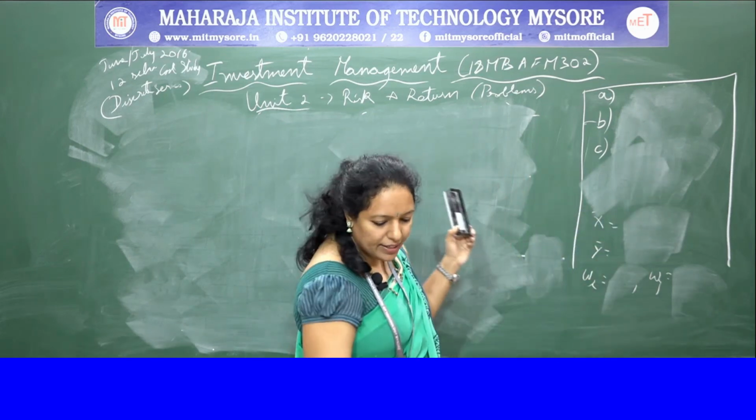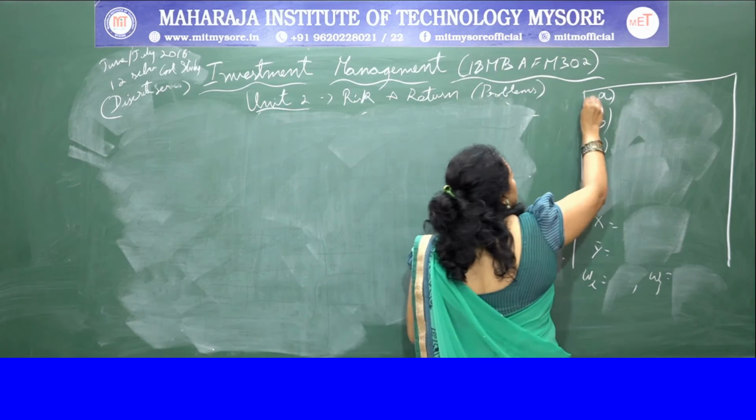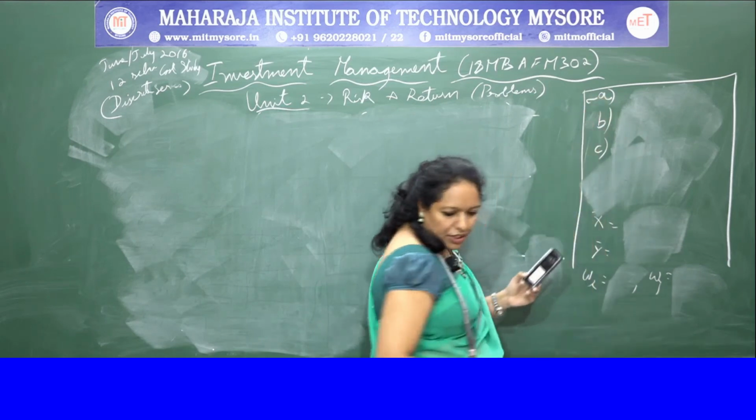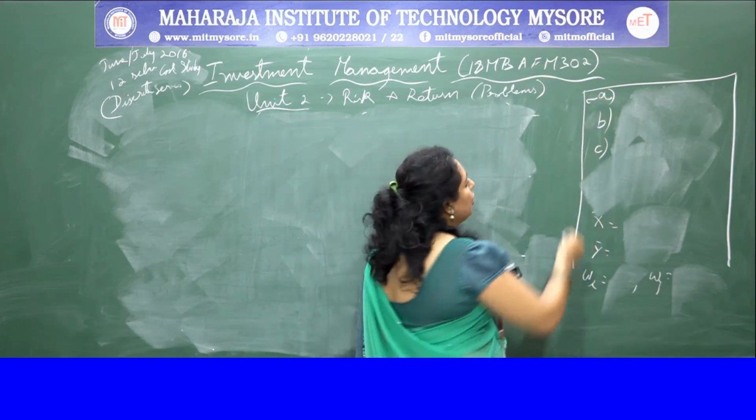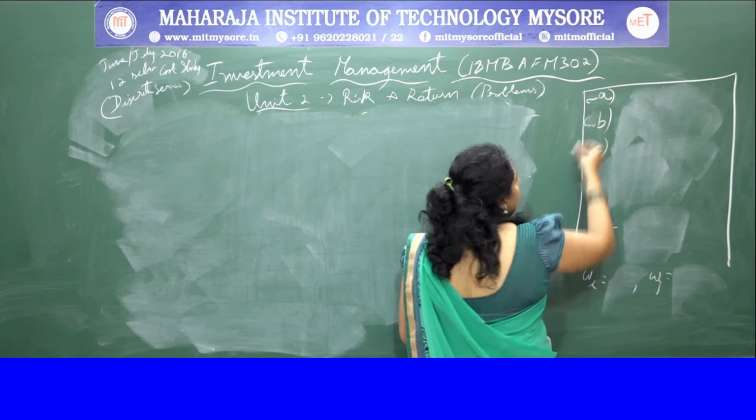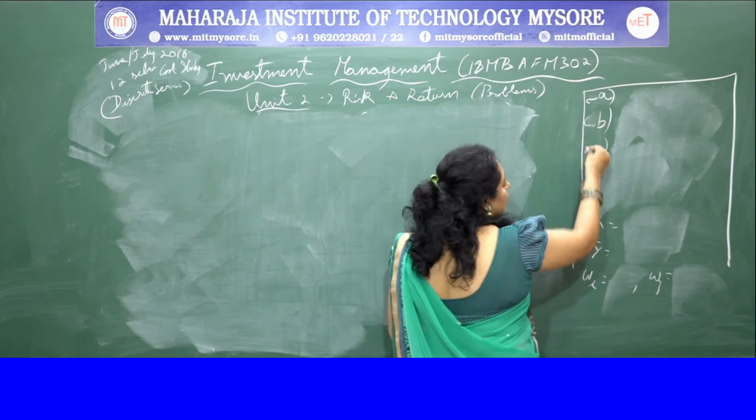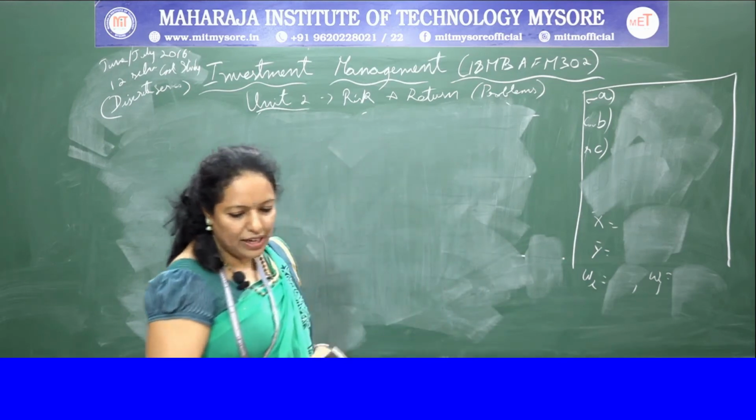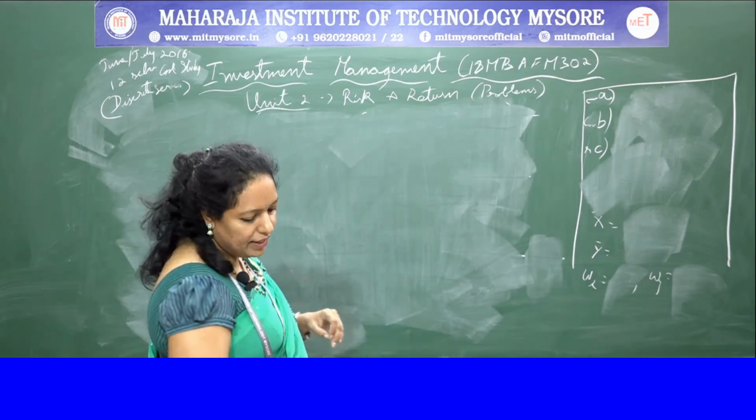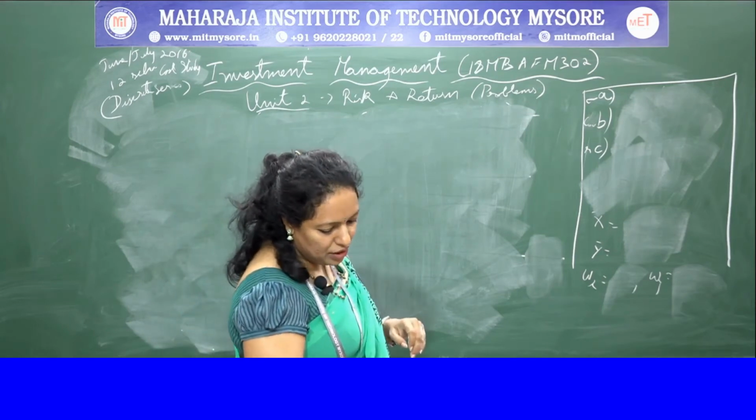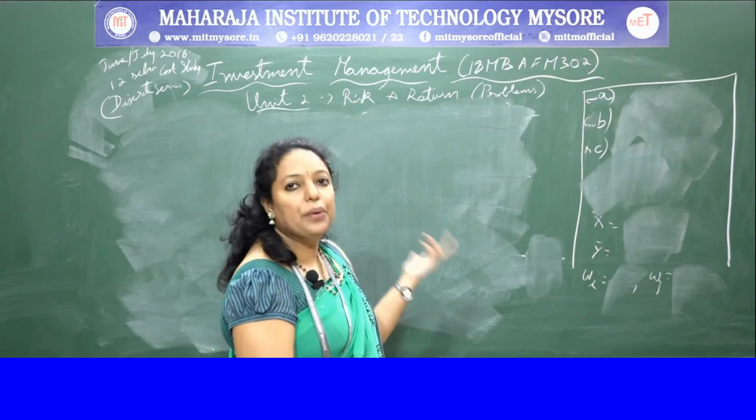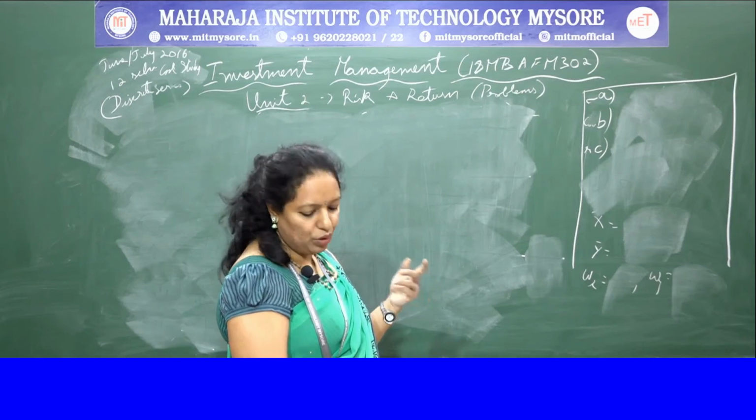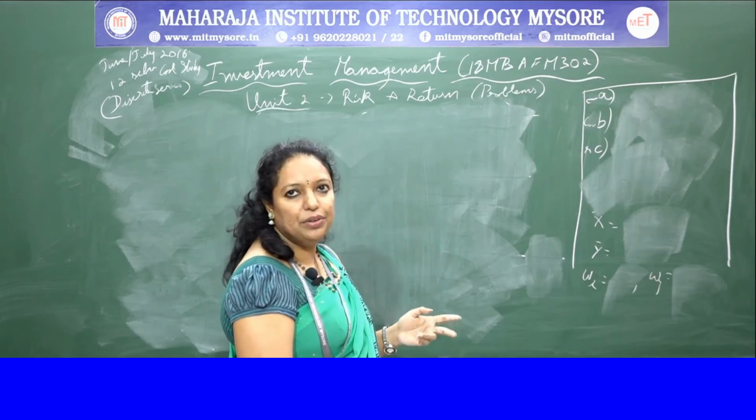The first question is related to standard deviation. The second question is related to covariance. The third question is related to R, that is the correlation coefficient. These 3 we will solve. Here they have not asked any question about the portfolio. You can make an assumption of the portfolio from the previous one and then do it. Okay.